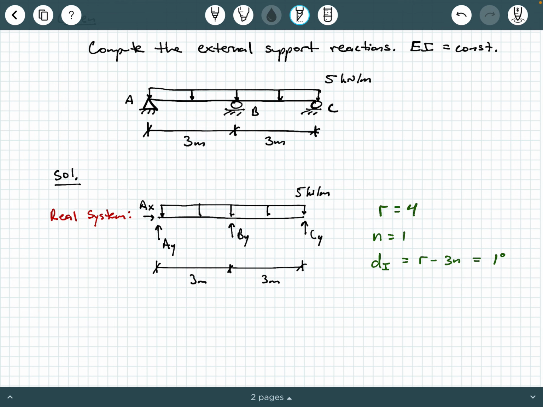Now the reason why I'm going to choose BY as my redundant is because there are readily available deflection equations for simply supported beams with uniform loads. So this is one of the things you need to think about if you are given a choice to select something as a redundant. Select a redundant such that your deflection calculations will be convenient and not very tedious, okay?